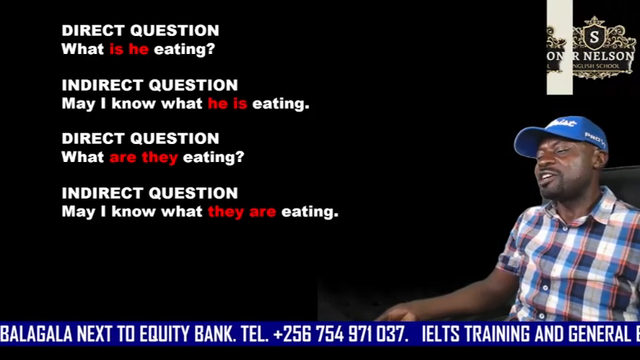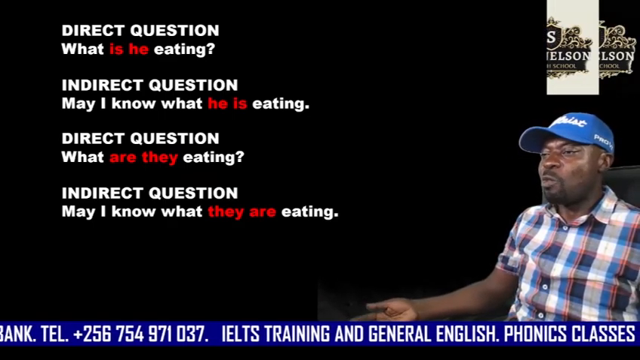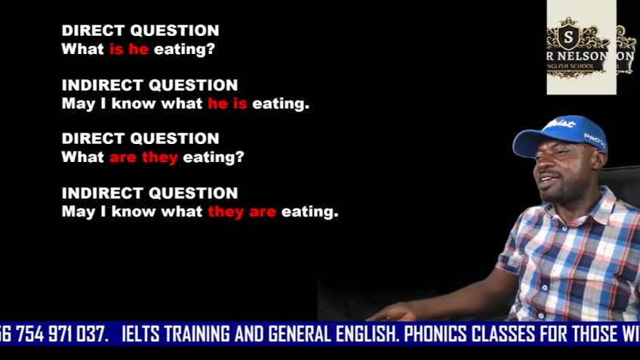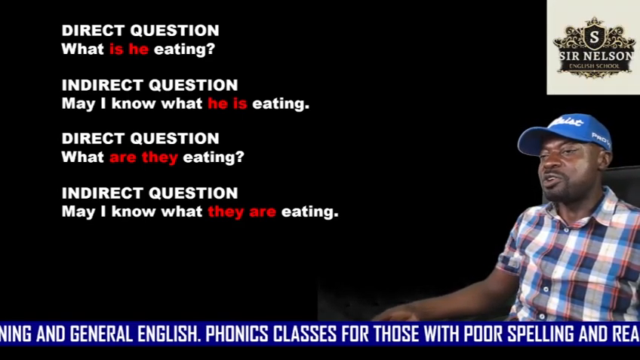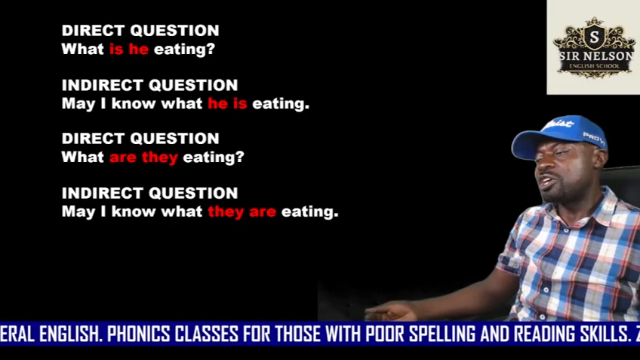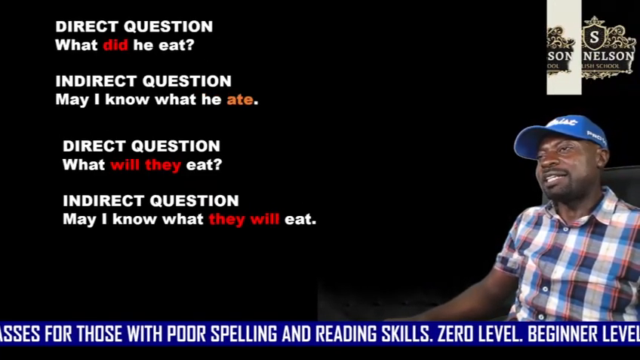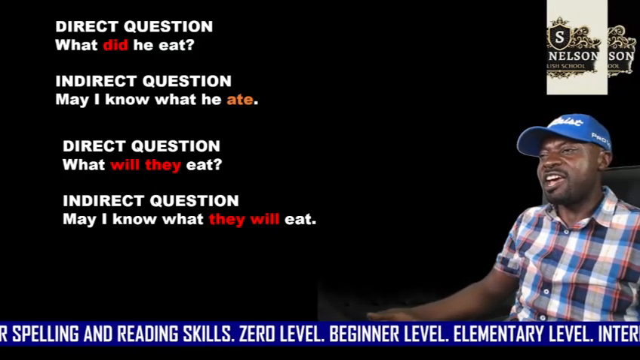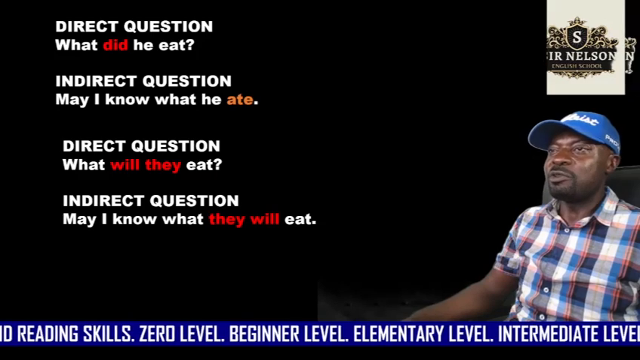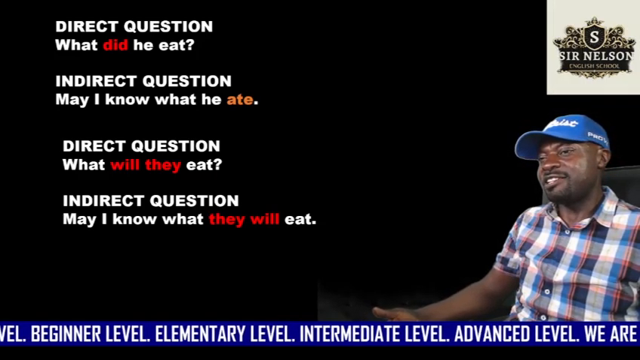Remember to change the subject and the helping verb. What they are. What are they? What they are. That is very, very important. And remember, indirect questions don't end with a question mark. Next, what did he eat? Indirect question. May I know what he ate? Because of did, we change the verb to the past. The past of eat is ate.